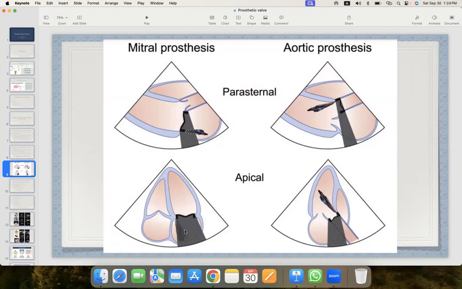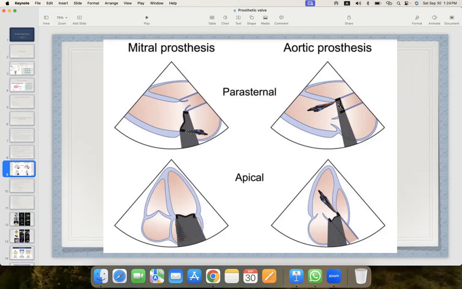Also, even if you do the four-chamber view, you will see here that the shadowing will almost cover most of the atrium. So sometimes it's really hard to see the paravalvular regurgitation of the mitral valve. On the other hand, in terms of the aortic valve, it will be difficult to see the paravalvular leak if you have a posterior paravalvular leak.